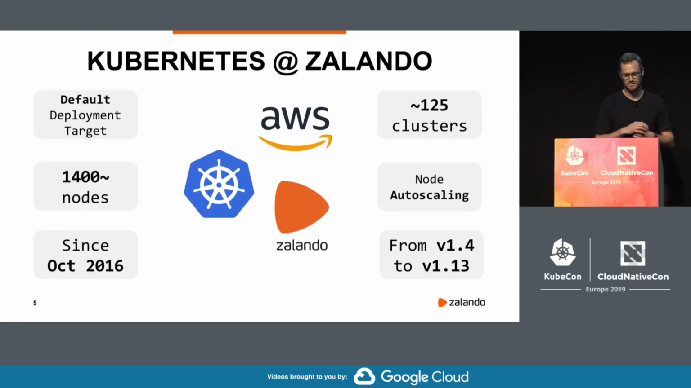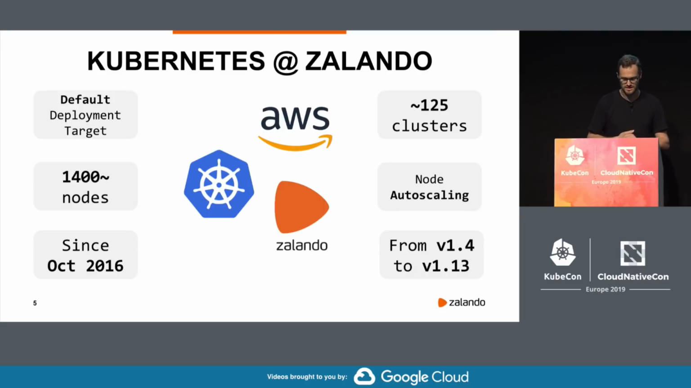This means that we have a Kubernetes setup at Zalando that looks like this. We declared it the default deployment target this year, meaning that everything, all new software developed, has to go to Kubernetes ideally. This means we have 125 Kubernetes clusters right now that we manage in our team, roughly 50% prod, 50% test clusters. This amounts to around 1,400 EC2 instances we run on AWS. This, of course, scales in and out during the day, so it's just a rough number because we have autoscaling with the cluster autoscaler.